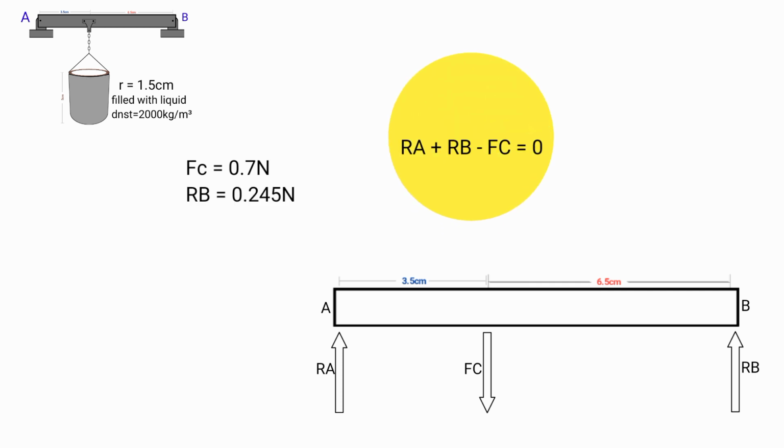Coming back to our first equation, if you substitute Fc equals 0.7 Newton and Rb equals 0.245 Newton, Ra plus 0.245 Newton minus 0.7 Newton equals 0. 0.245 Newton minus 0.7 Newton is minus 0.455 Newton. So Ra minus 0.455 Newton equals 0. To make Ra the subject of the formula, we add 0.455 to both sides. Now Ra equals 0.455 Newton.